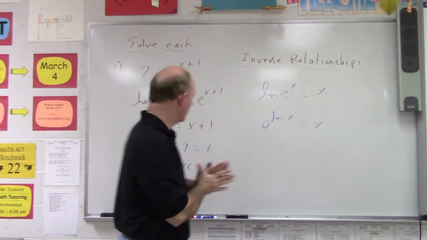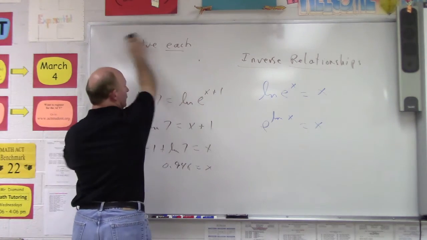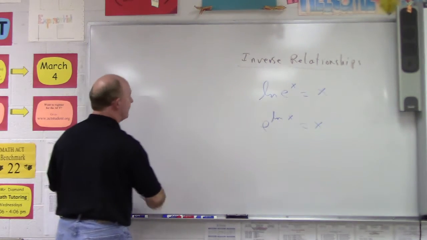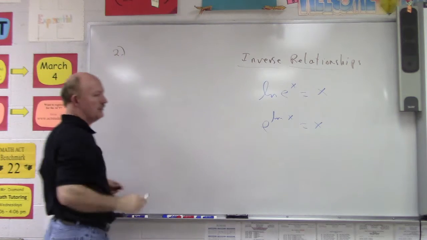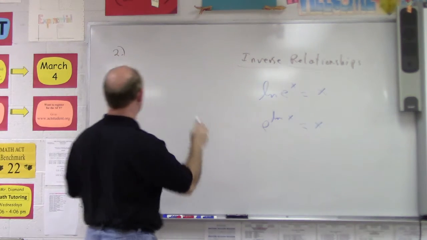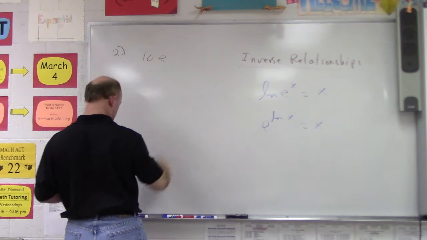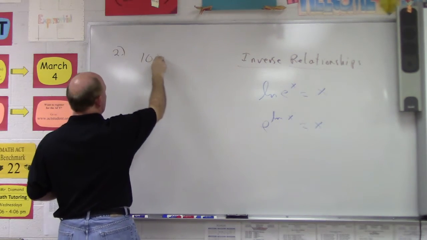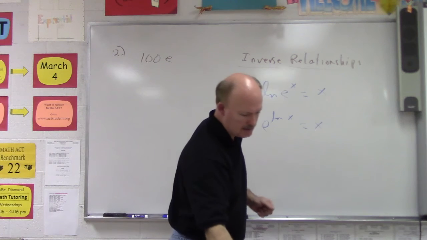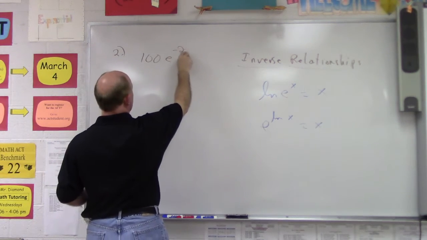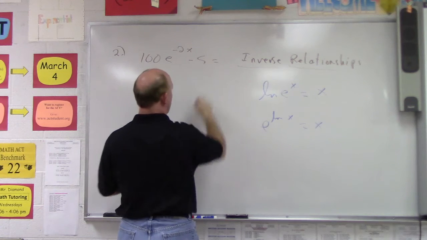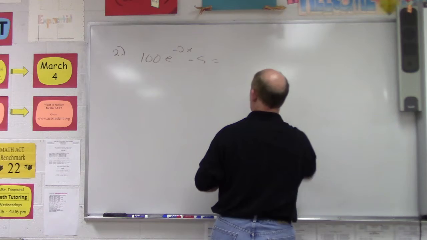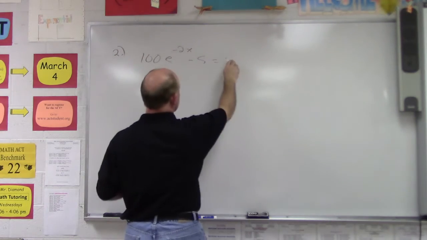Okay, let's try another example. We're going to do about 5 equations here. Let's try another one. All right, so number 2. Let's try this exponential equation. Let's do 100e to the negative 2x minus 5 is equal to 30.